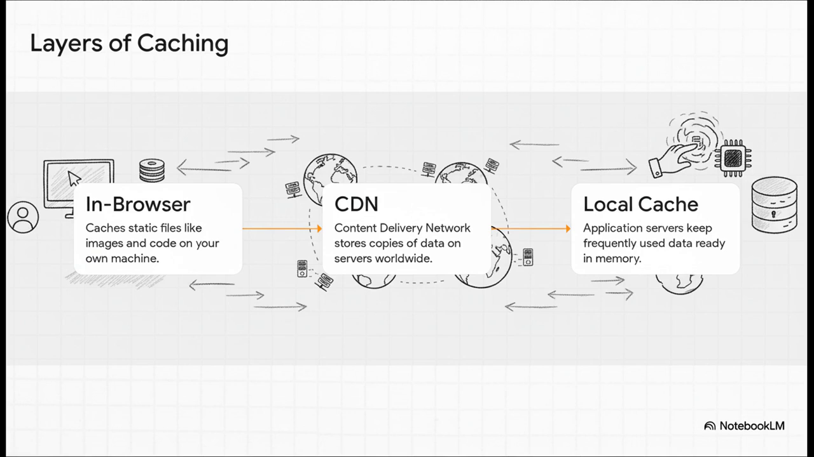If the data isn't there, it checks something called a Content Delivery Network, or CDN, which is probably super close to you. And only if both of those come up empty, only then does it make the long trip to the actual application server. The main database? Oh, that's the absolute last resort.